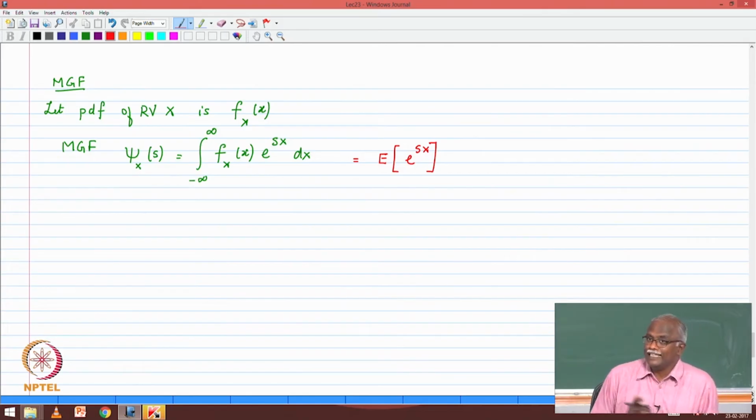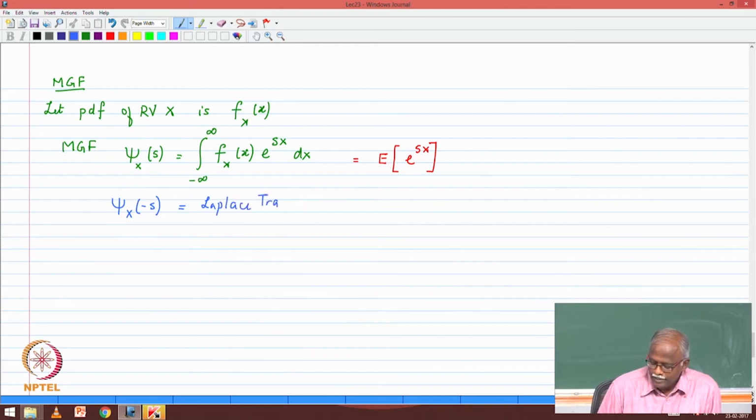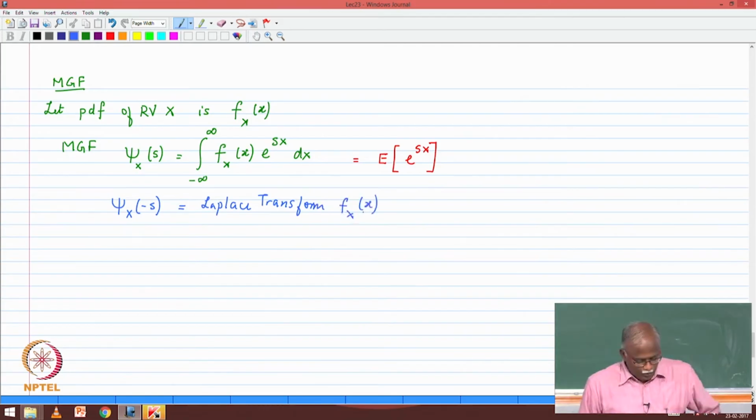Okay. The electrical engineering definition says, well, you almost did the Laplace transform except the sign was wrong. So basically, if you replace s with minus s, then you have actually computed the Laplace transform of f_X(x). Okay. Now, which of these is more useful? Both are useful. We will use both of them.